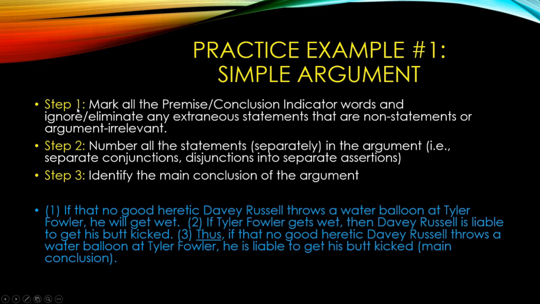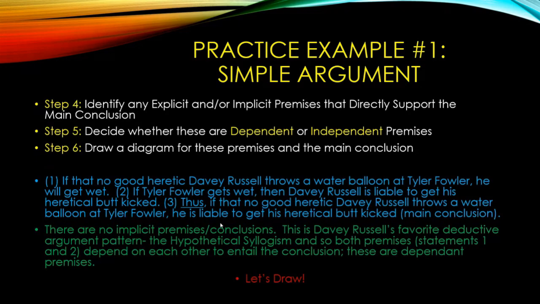Step 2, which I'm calling step 1, mark the premise and conclusion indicators. Well, there are no premise indicator words, but there is a conclusion indicator, underlining thus. That indicates it's a conclusion. So is statement 3, let's pay attention to it, is that serving as the main conclusion? Is that the main thing this person making this argument wants you to believe? You betcha. Yeah. So step 3, statement 3 is the main conclusion of the argument. If that no-good heretic Davy Russell throws a water balloon at Tyler Fowler, he's liable to get his heretical little butt kicked.